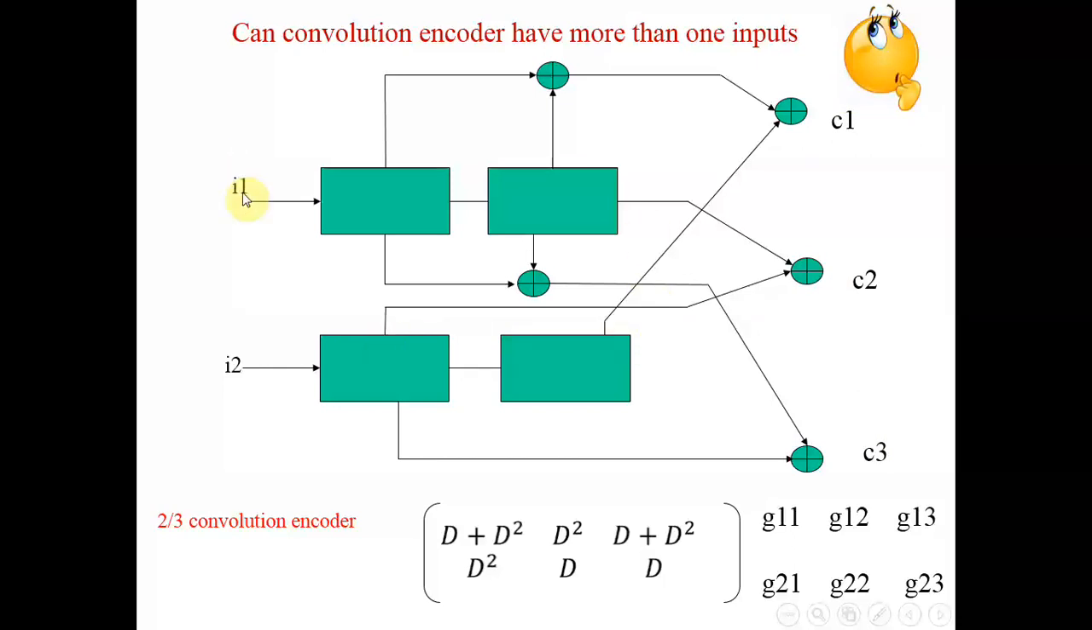Which generating functions? Input 1 to output 1, input 1 to output 2, input 1 to output 3. So these are 3 generating functions. Input 2 to output 1, input 2 to output 2, and input 2 to output 3. 3 generating functions. So G11, first input, first output. G12, first input, second output. G13, first input, third output. G21, second input, first output. G22, second input, second output. And G23, second input and third output. So what is the first one? G11. So how do I move from the first input to the first output?